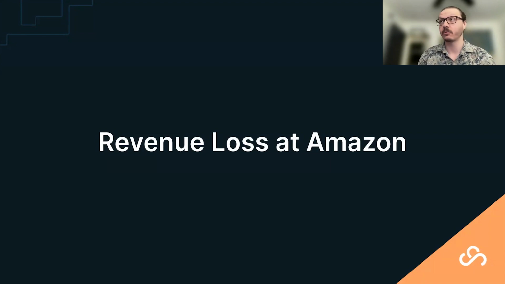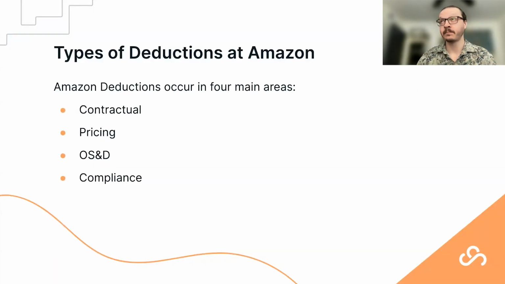But as far as revenue loss at Amazon, we've basically defined or put all of the different types of revenue loss into 4 main categories, and that's going to include contractual, pricing, OS&D, as well as compliance. So these are common buckets for a couple of reasons.